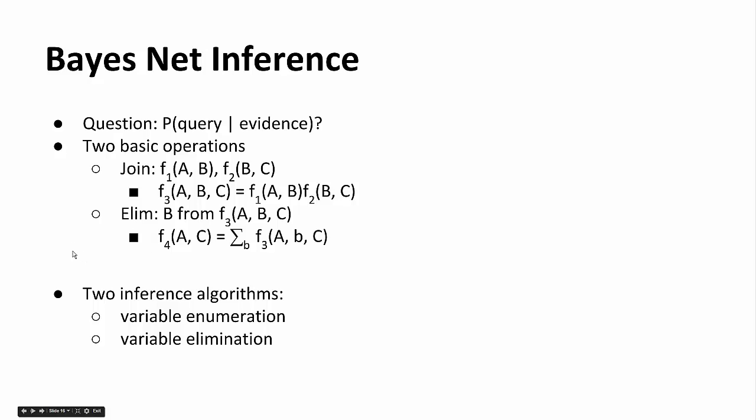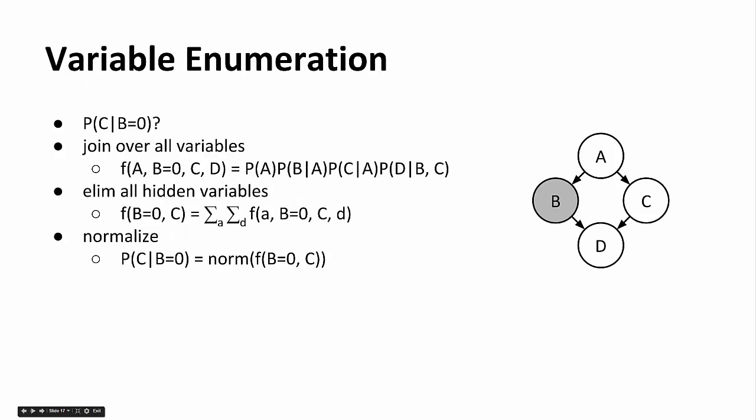In class, we covered two main algorithms for inference. The first was variable enumeration, and the second was variable elimination. Let's take a look at how these two work. Say we have a graph that looks like this, and we want to answer this query: the probability of C, given that B is equal to 0. B is observed, B is evidence, so here we have it shaded.